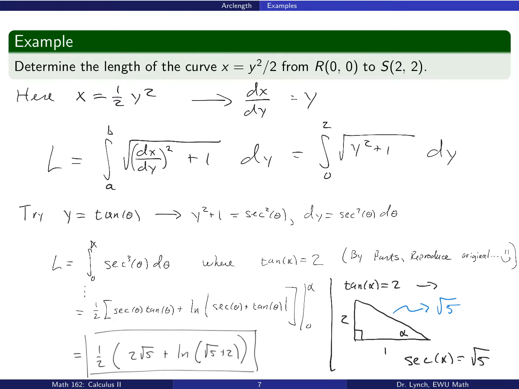So here's the arc length of that parabola. Seemingly innocuous curve with arc length involving the antiderivative of secant cubed, we end up with 2 square root of 5 plus the natural log of the square root of 5 plus 2, all divided by 2. Okay, super.